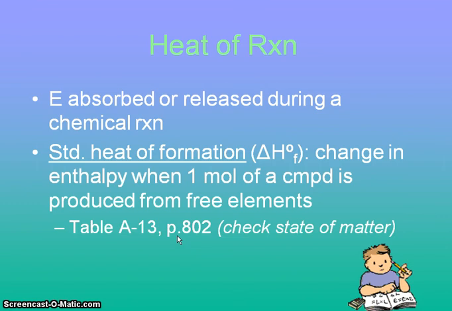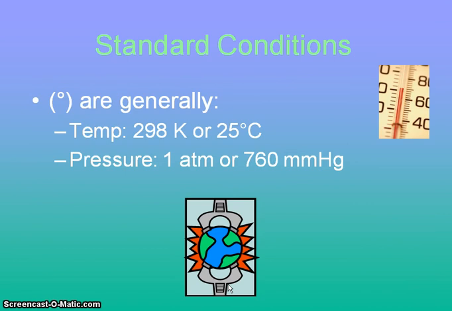We'll be using these for some of our calculations, so you'll need to look them up, and you need to be careful that you check the state of matter when you're looking them up. Whenever you see that degree symbol, that means that standard conditions apply, and for thermodynamics, standard conditions are temperature equal to 298 Kelvin or 25 degrees Celsius, and standard pressure is 1 atm, or 760 millimeters of mercury. So anytime that degree symbol is present, these are the temperatures and pressures.